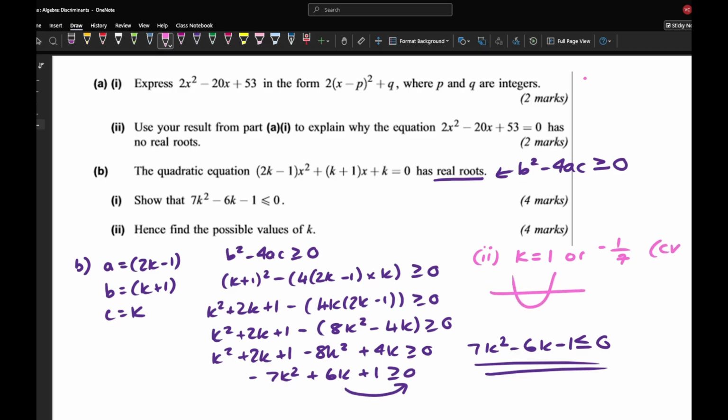So drawing my diagram, I've got minus one seventh and 1. I want the area where it's less than 0, so I'm wanting this region here, and that gives me a final answer of k is less than minus 1/7 or k is greater than 1. And let me just make sure that that's clear on the screen. So k is less than minus 1/7 or k is greater than 1.